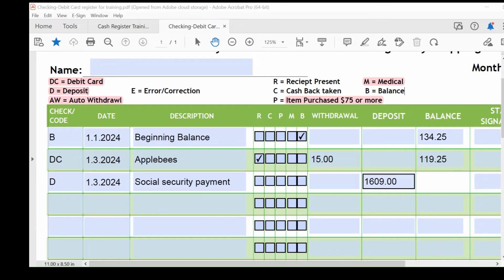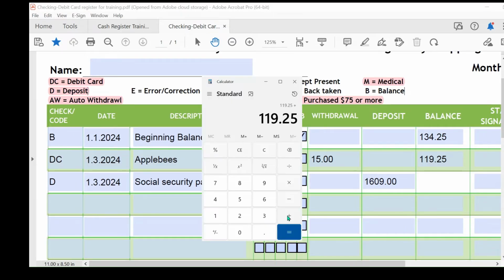And again, we're going to grab our calculator. And we're going to take the 119.25 and we're going to add, the deposit column is add, 1609, equals. So then we're going to update the balance, 1728.25. And there you have your updated balance.